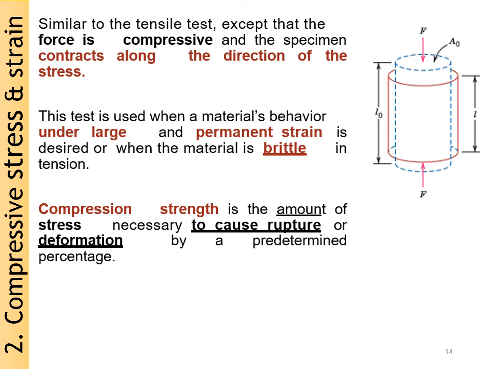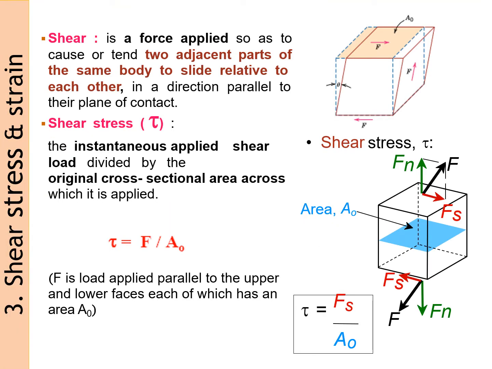This test is used when the material behavior under large and permanent strain is desired, or when the material is brittle in tension. That's why we move to the compressive stress and strain. The compression strength is the amount of stress necessary to cause rupture or deformation by a predetermined percentage. The diagram is almost similar to the tensile one. So we move to the third part.